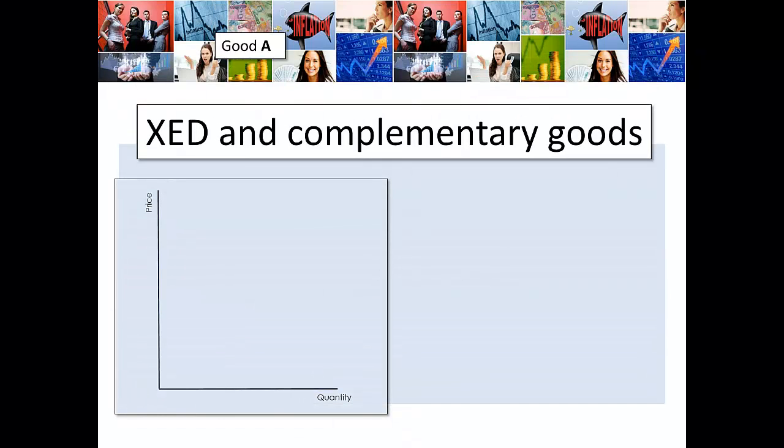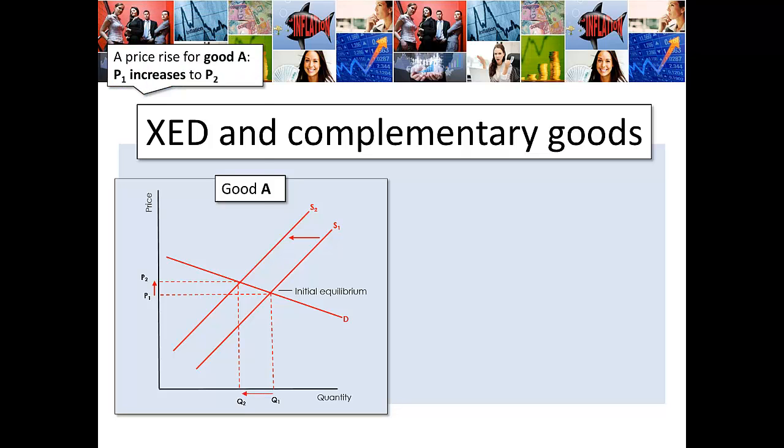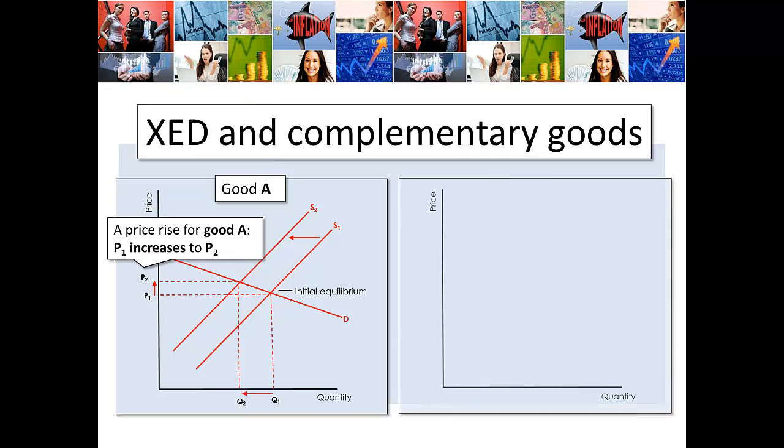So, cross-price elasticity and complementary goods. Take a change in the price of good A. If good B is a complement good, then that change in price is going to affect the demand for good B. So if we get an increase in the price for good A, we know from the law of demand that the quantity demanded will decrease. And if good B is a complement good, then the demand for good B will also decrease.